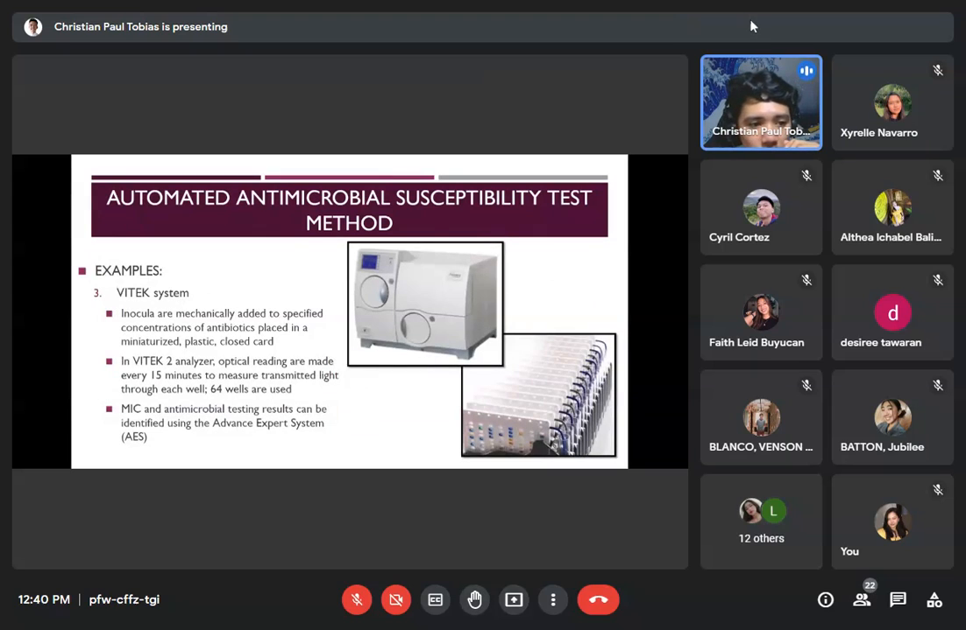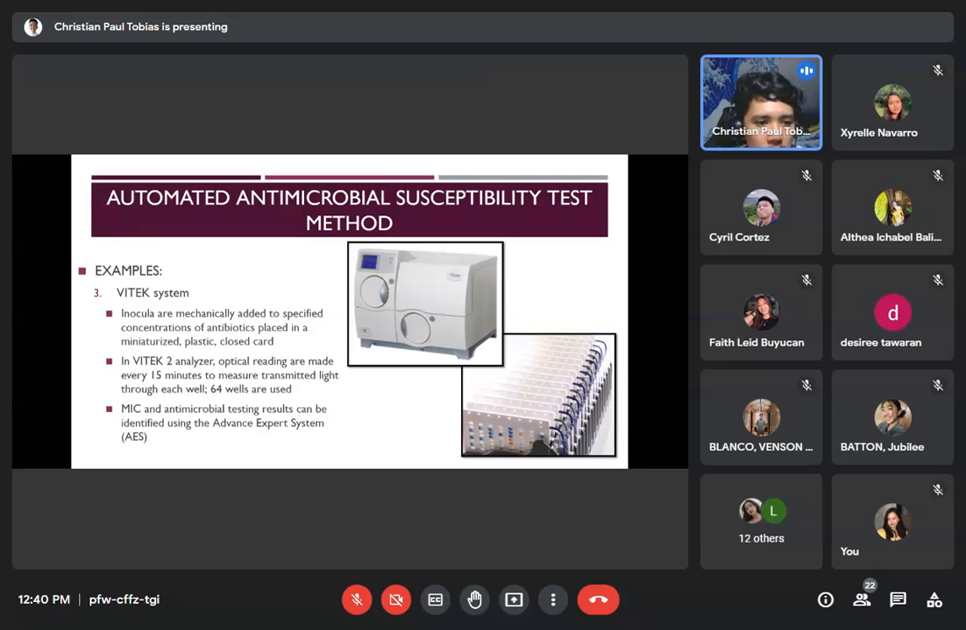Ang ginagamit dito is ito. Plate. Card. So, card siya. Ilalagay mo siya dyan. Mga cards to. Card. Then another card. Another card.